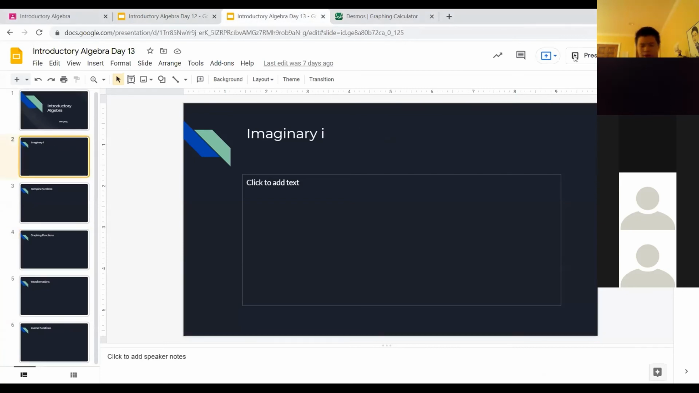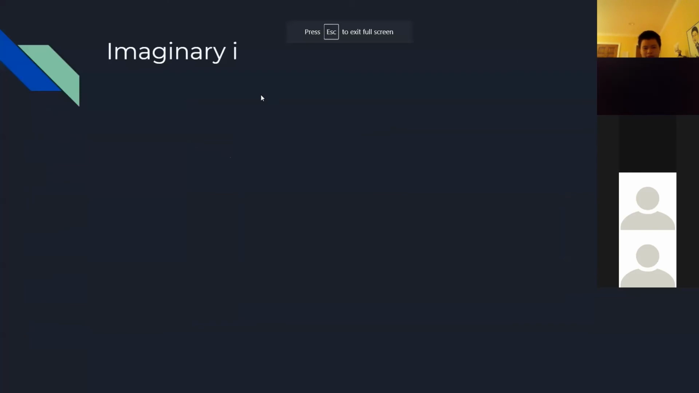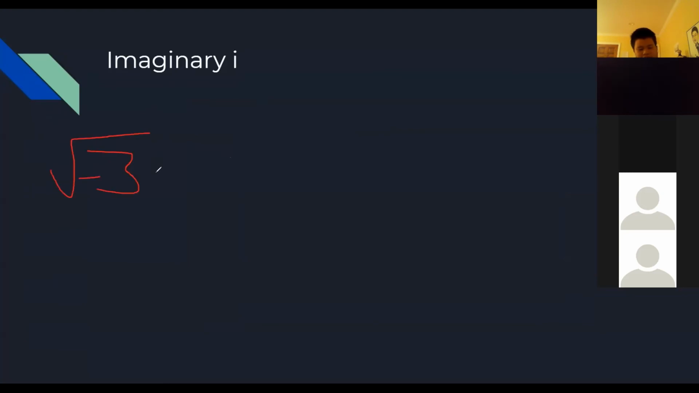But let's go on to imaginary numbers. So imaginary numbers, what are they? I've talked about this not actually giving an actual answer, since there is no actual answer. This is why imaginary numbers come in.